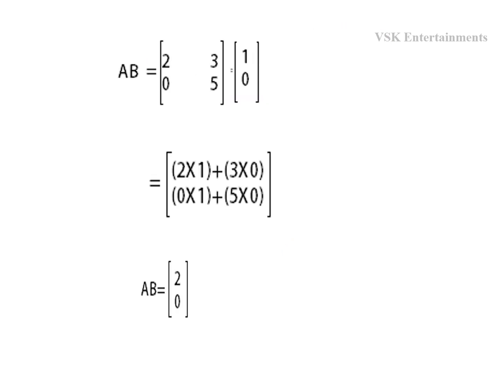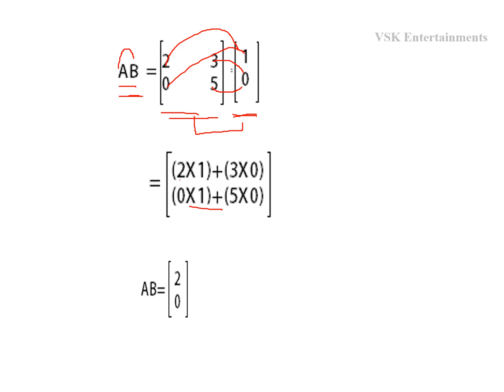We know matrix A and matrix B. Just to find out matrix AB, that is the multiplication of matrix A and matrix B. This is matrix A, that is [2 3; 0 5], and matrix B, that is [1; 0]. By using matrix multiplication, we find matrix AB, that is 2 into 1 plus 3 into 0. Similarly, 0 into 1 plus 5 into 0.